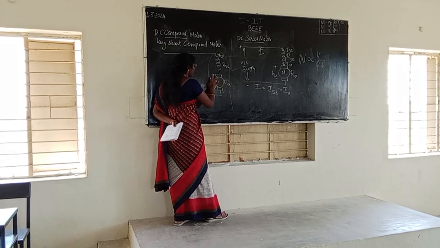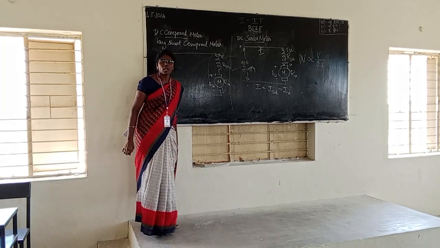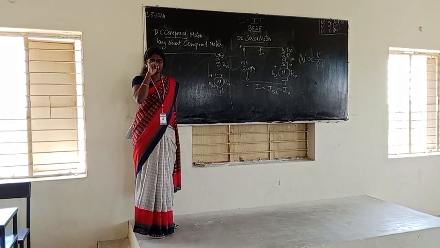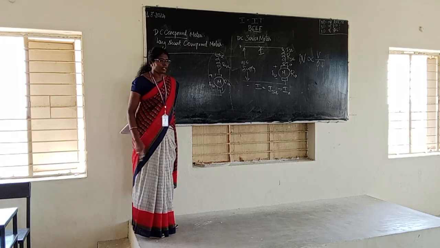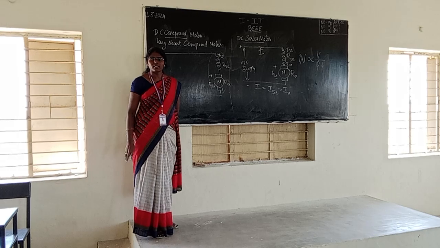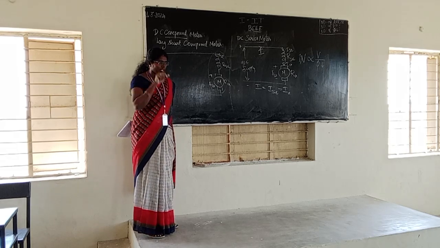This is exactly the same for everything. This is the supply, and this is a motor with armature resistance RA and a series field resistance RSC, and the current is flowing through ISC as well as IA over the armature winding. These things are similar to the series motor.